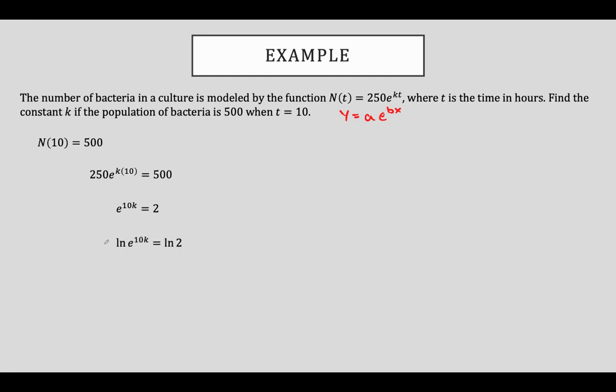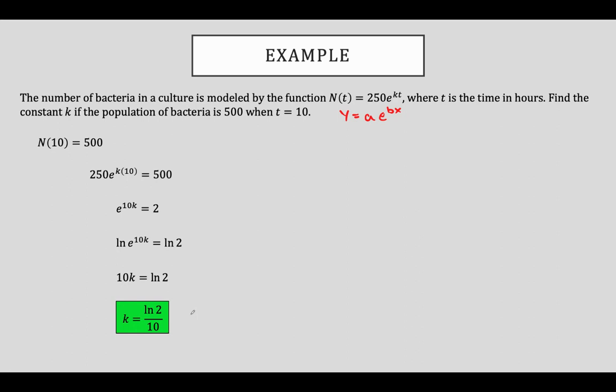So we have the natural log of e to the 10k is equal to the natural log of 2. These inverse operations on the left-hand side cancel out, leaving us with 10k is equal to the natural log of 2, meaning that k is equal to the natural log of 2 divided by 10. All right, so there we have our constant k.